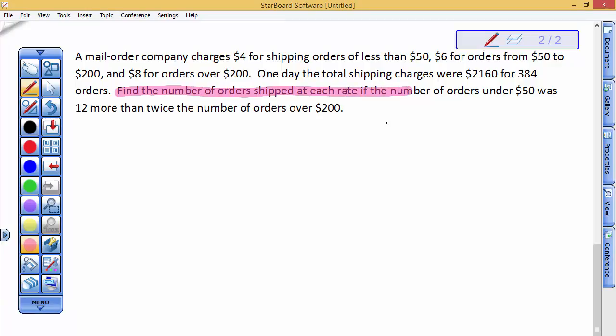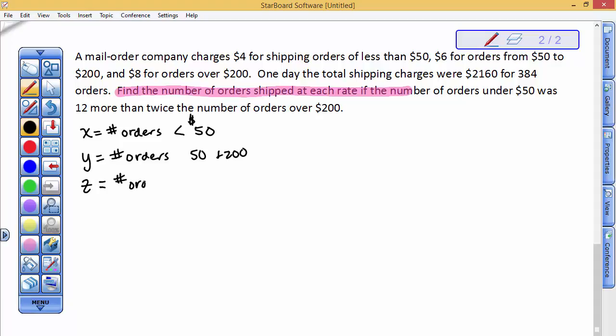And that last sentence is going to give us a little bit more information, but let's let X represent the number of orders that are less than $50. And let's let Y represent the number of orders that are between $50 and $200. And let's let Z be the number of orders, $8 for orders that are greater than $200.